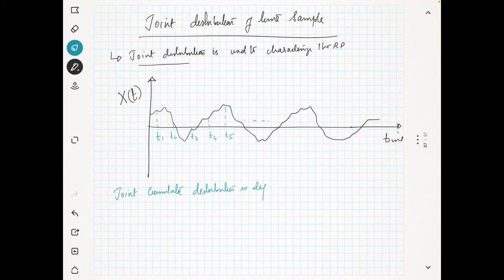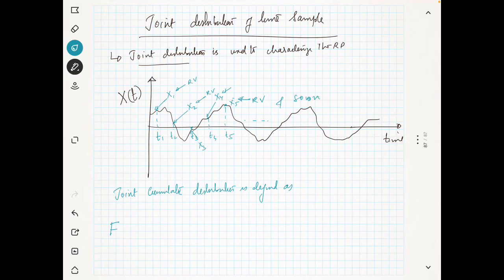It is defined as follows. I told you that at each time instant it is showing a random variable: x1 at time instant t1, x2 at time instant t2, x3 at time instant t3, x4 at time instant t4, and x5. So all these are nothing but random variables, and so on.